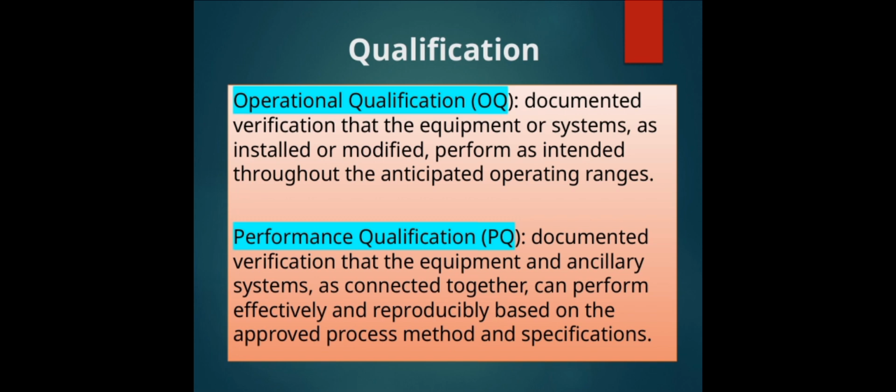Next, we have performance qualification, or PQ. This step is about verifying that the equipment and any associated systems, when connected and functioning together, can perform effectively and consistently. This is based on the approved process methods and specifications, ensuring reproducibility and reliability. Both OQ and PQ are crucial for validating that our equipment not only functions properly, but also produces consistent, quality results. They are key parts of our overall quality assurance process, connecting directly to the broader goal of maintaining compliance and ensuring product quality throughout the manufacturing lifecycle.